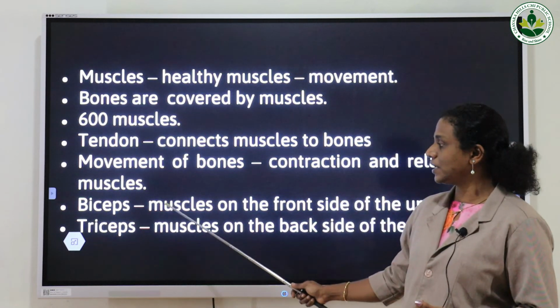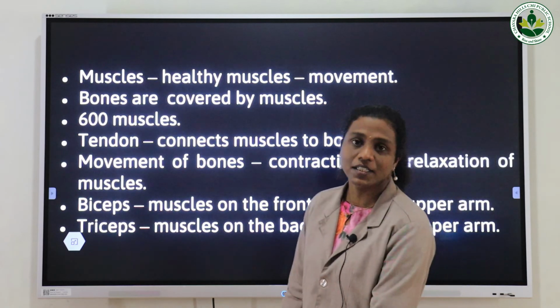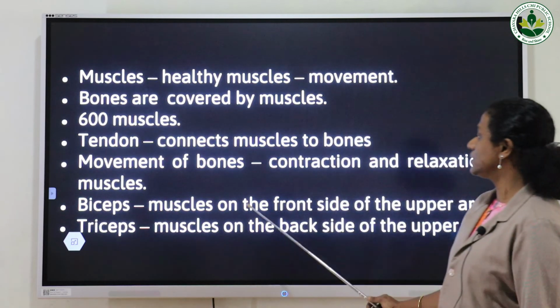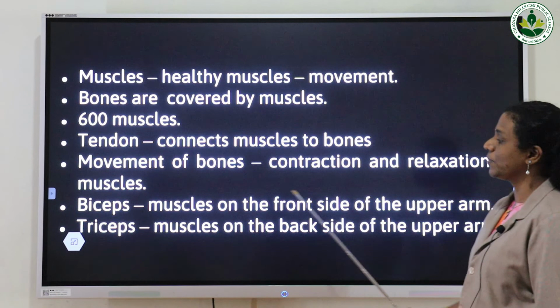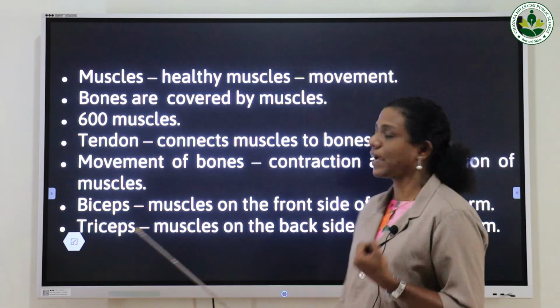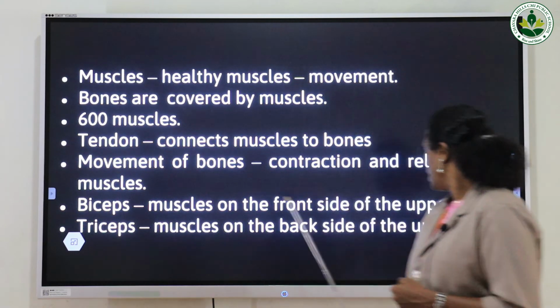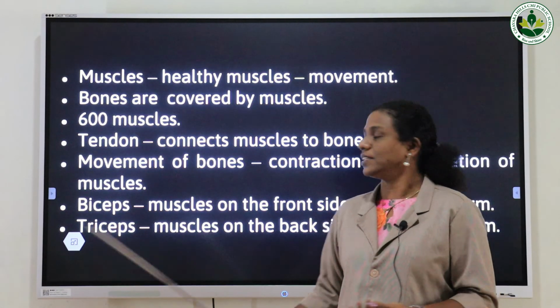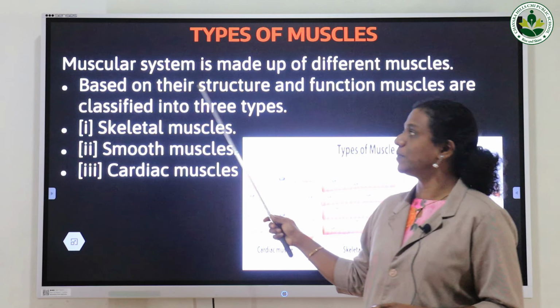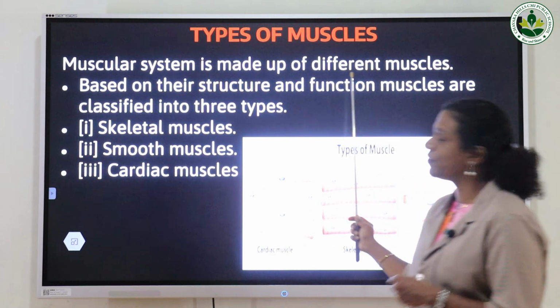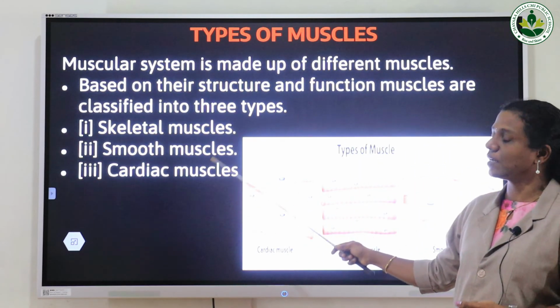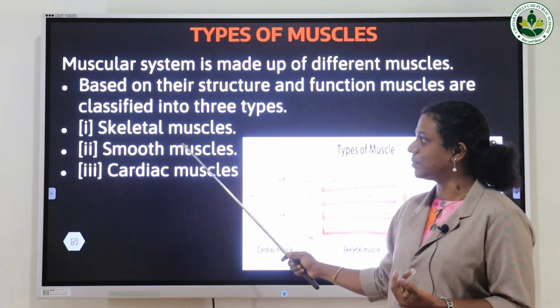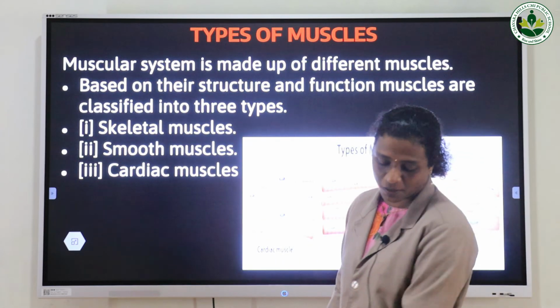Then we studied the different types of muscles, biceps and triceps. Biceps means the muscles on the front side of our upper arm. Triceps means muscles on the back side of our upper arm. So study both, what are biceps and what are triceps. Then we studied types of muscles. The muscular system is made up of different types of muscles. Mainly there are three types of muscles: skeletal muscles, smooth muscles and cardiac muscles.